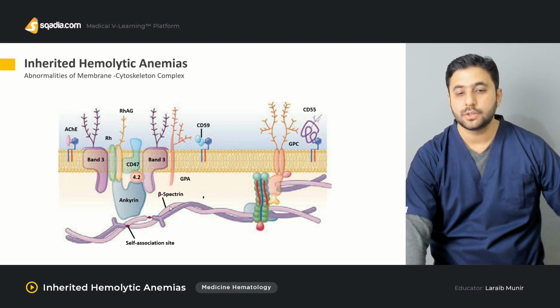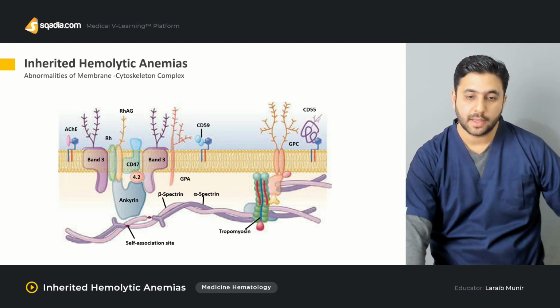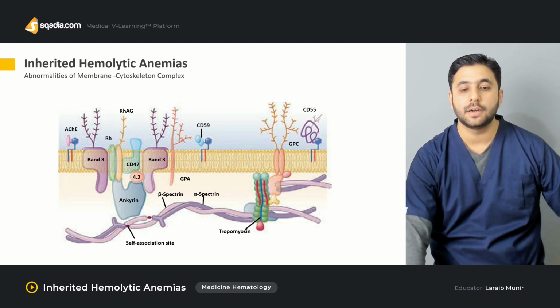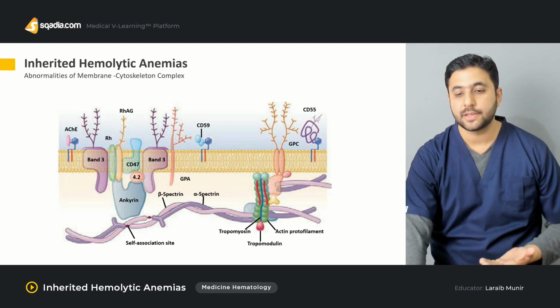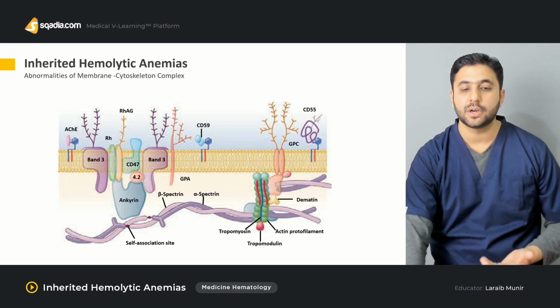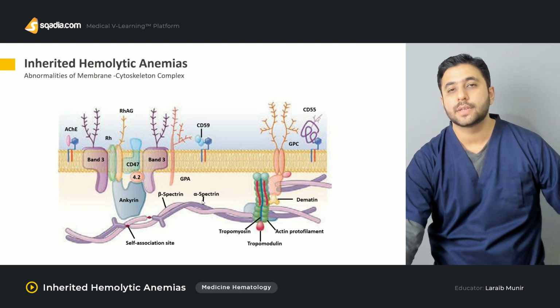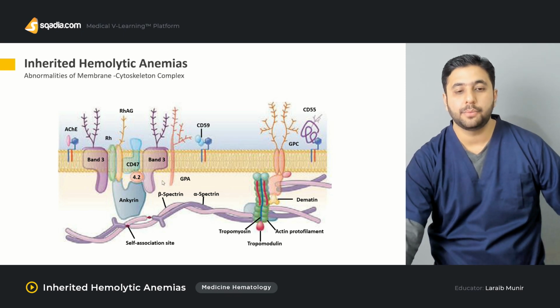There are various components of this spectrin. It has a beta chain and an alpha chain. Then there are tropomyosin, tropomodulin interactions, and actin protofilaments. The important thing is that spectrin cytoskeletal proteins interact with the band 3 proteins via these ankyrin molecules.